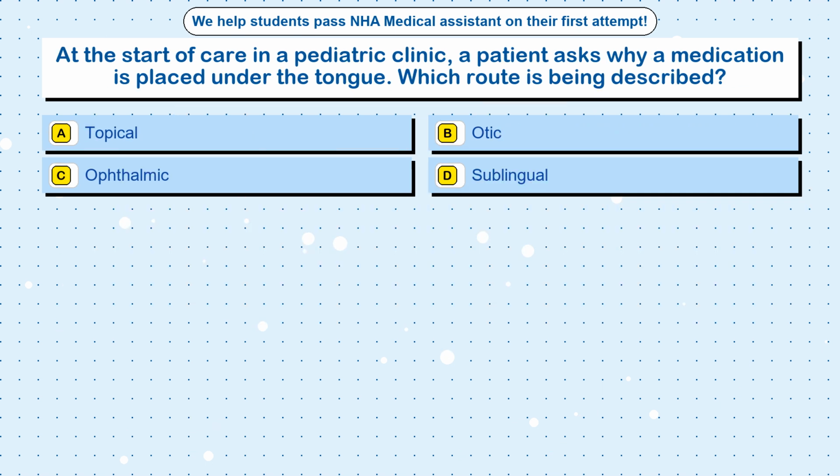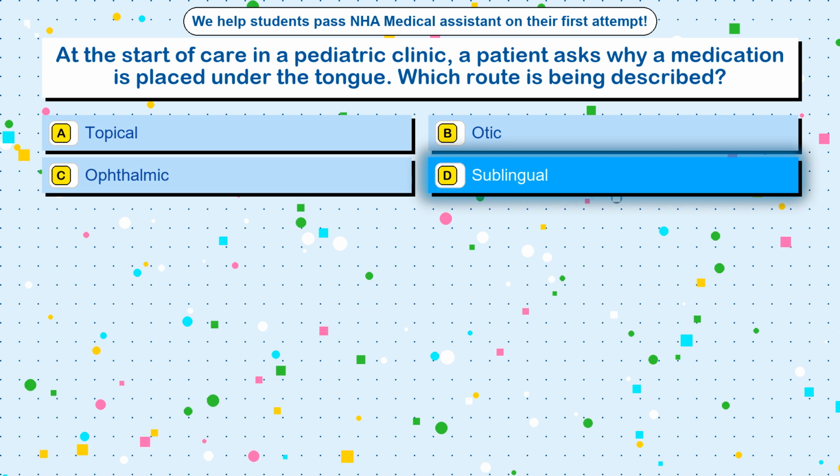Question 14. At the start of care in a pediatric clinic, a patient asks why a medication is placed under the tongue. Which route is being described? Option A, topical. Option B, otic. Option C, ophthalmic. Option D, sublingual. The correct answer is option D, sublingual.